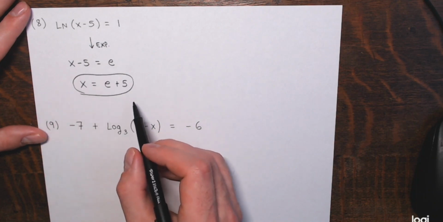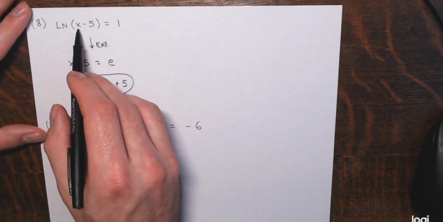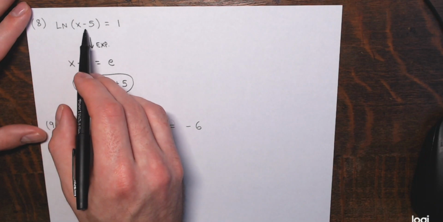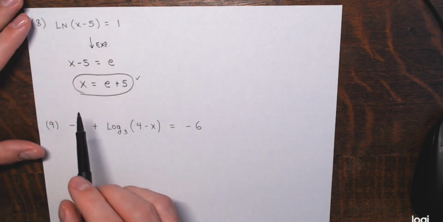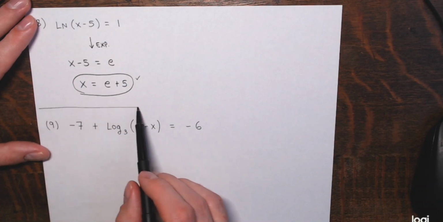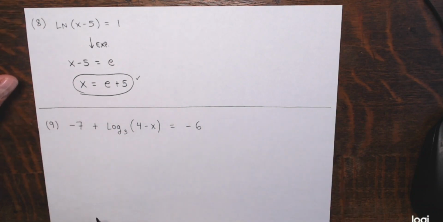And again, if you punch this in and round it, you can check it with a calculator. If you plug in e plus 5 here, you'd get the natural log of e equals 1. That works. Right. So e plus 5. Use the calculator to round it if you're asked to. And then I have just one final example here.